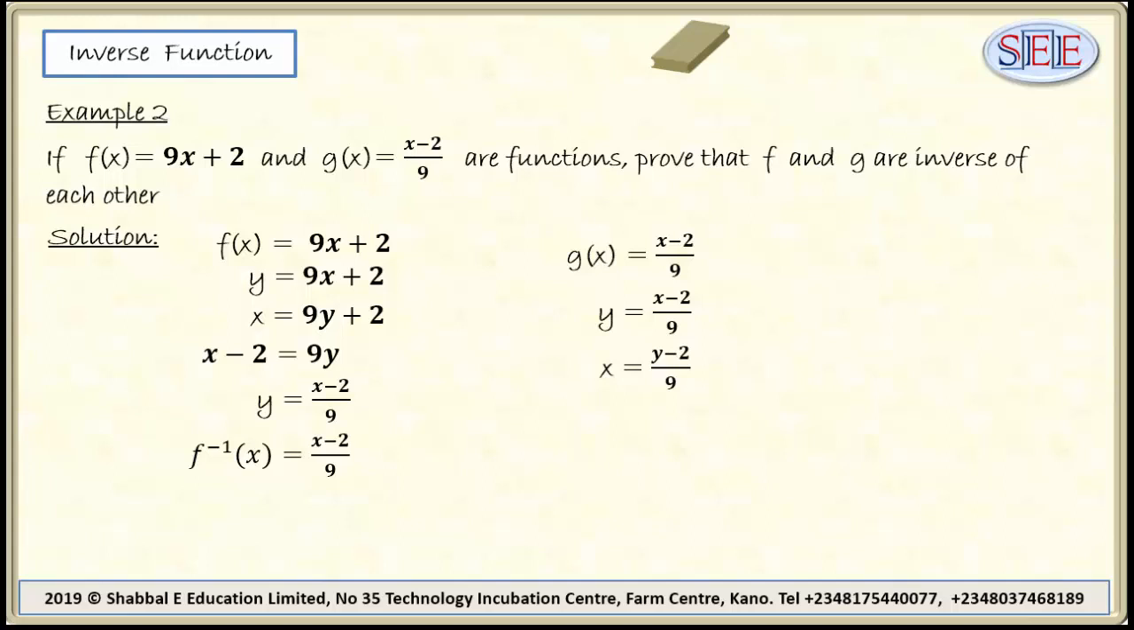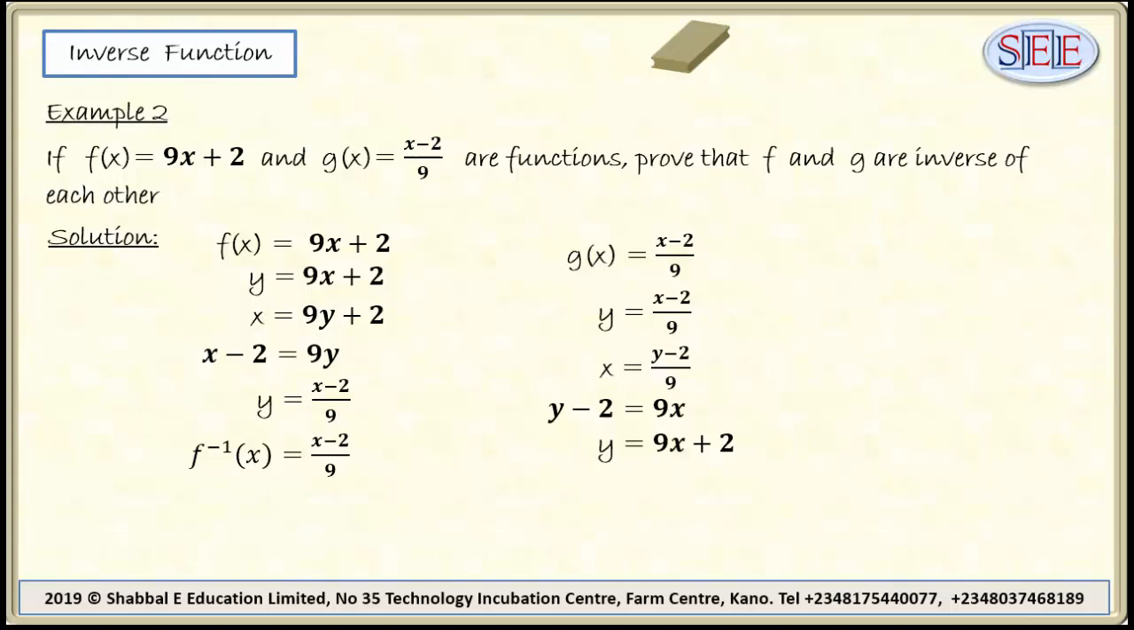Next is to make y the subject of the formula. To make y the subject of the formula, here we need to cross multiply. Cross multiplying gives the answer y minus 2 equals 9x. The 9x here is 9 multiplied by x. So we continue. Now to make y the subject of the formula, we need to take this minus 2 to the right hand side. So I'm going to have y equals 9x plus 2.